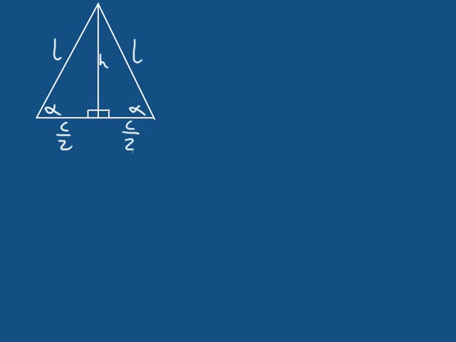Now we can see that it's also divided our isosceles triangle into two separate right-angled triangles. The area of a right-angled triangle is very easy to calculate. It's simply half times the length of the base times the height, which means the area of each of these triangles is a half times c over 2 times h.